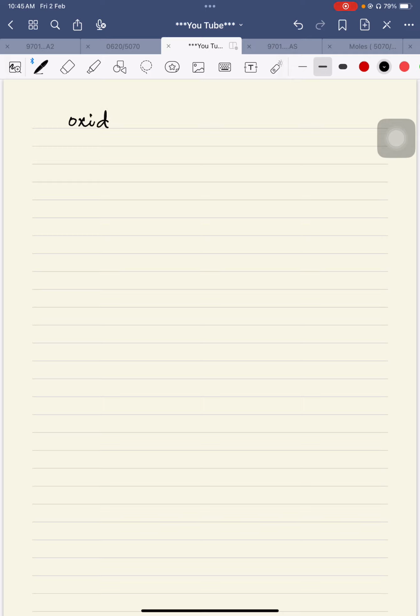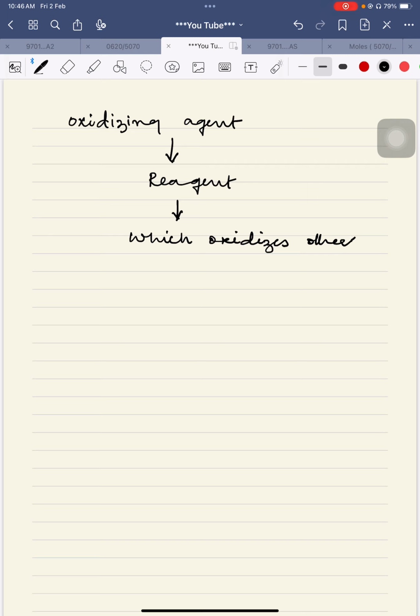Before moving towards the list, you should know what an oxidizing agent is. An oxidizing agent is a substance, a reagent, a chemical, which oxidizes others. If it is oxidizing others, it means it is getting itself reduced. It itself undergoes reduction.